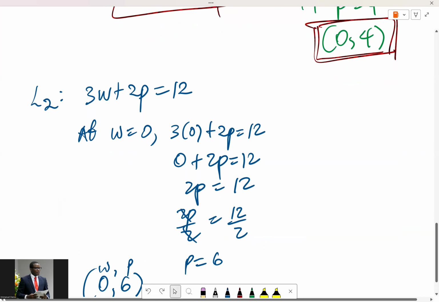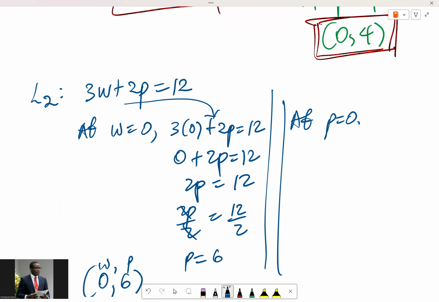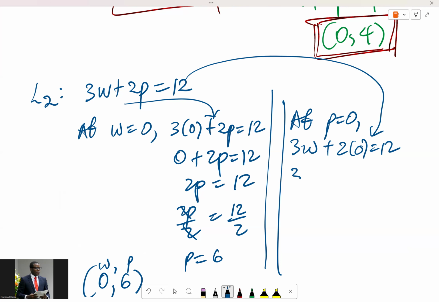Then you can do the same. So this is what you're bringing down here now. So you can do the same again. You say at P equals 0. So that means you have 3W. So you're bringing this down here. You have 3W plus 2 into 0 equals 12. So that is 3W plus 2 times 0, which cancels out, and you have this is equal to 12.